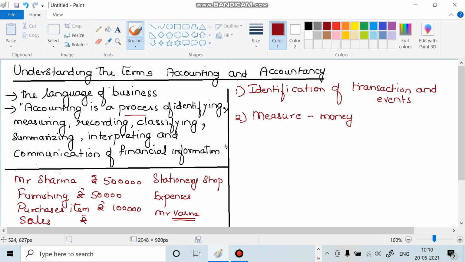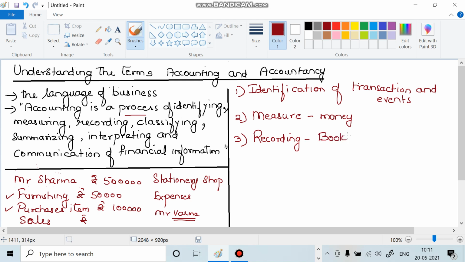So that is also in money terms. So after having identified these transactions as transactions to be recorded, we should measure those transactions in terms of money. After having measured and we have the value of those transactions, next comes the third stage of the accounting process, that is recording. In this stage, we are going to be actually writing down those transactions in the books of accounts.